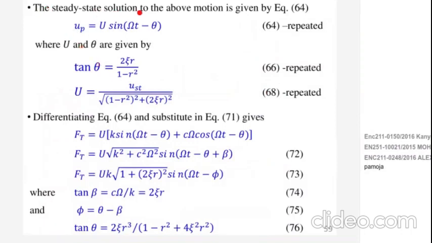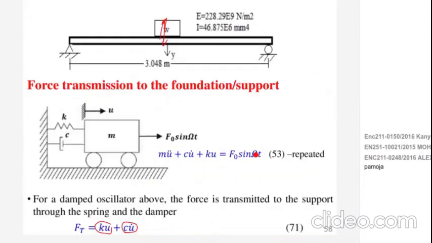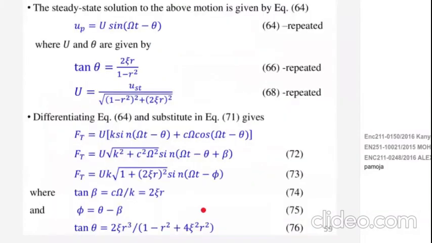For the steady state solution to the above motion, our motion is given by equation 53. And we found that the solution to this motion is as shown by equation 64, where we consider the steady state. So we are considering the particular solution portion. Where U, the amplitude of the steady state response, we derived as shown in equation 68. I've repeated these because these are equations that we have already derived. And of course, tan theta is as shown, where theta is the phase angle.